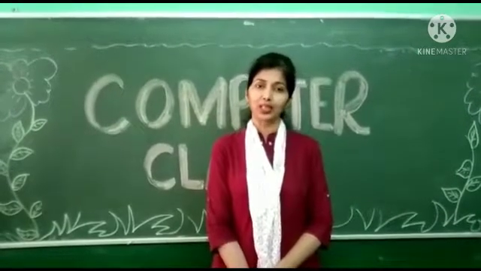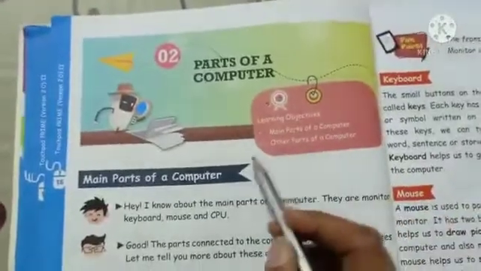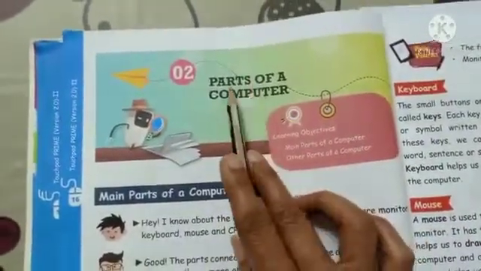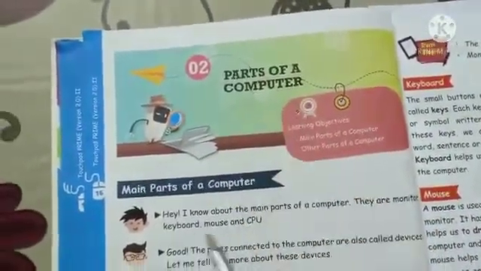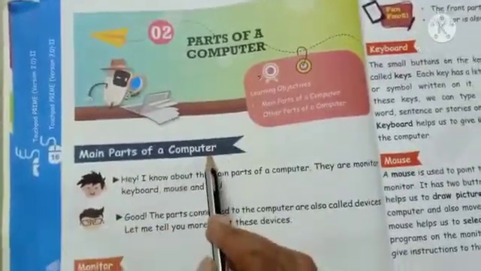Today, beta, your computer class is there, so open your books. Now beta, we will do reading of chapter 2 and the name of the chapter is Parts of a Computer. In this chapter we will discuss the main parts of a computer.